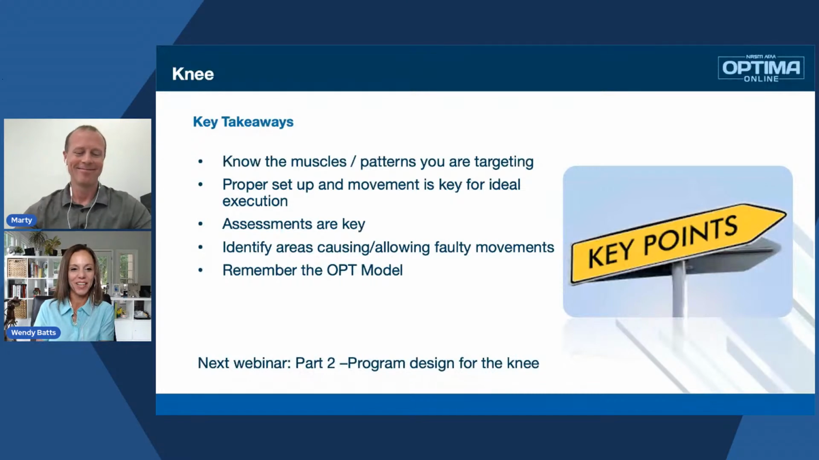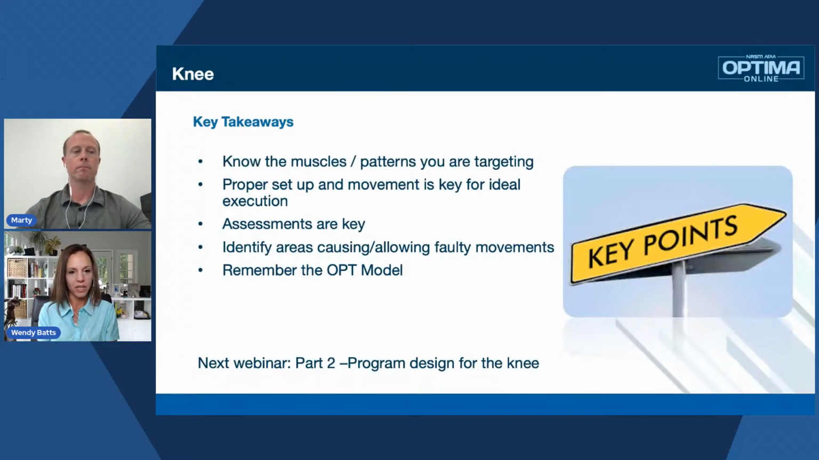We could, maybe. But so when we talk about our key takeaways, it's important to know the muscles and the patterns that you're targeting. Think about what's happening at the joint. Think about what the joint does. So again, think of it as a hinge joint. So when you're doing any of the exercises that you're choosing, it's always about proper setup and movement pattern. If you're going to be doing stuff, which we're going to talk about even next week, think about, are they moving with their knee in line with their second, third toe? And if not, what's happening and how can you correct that?